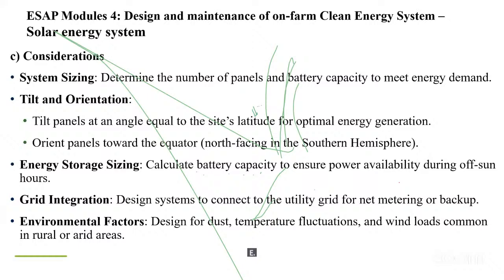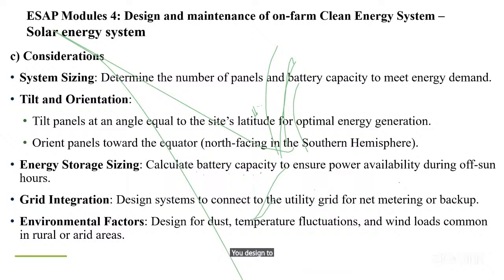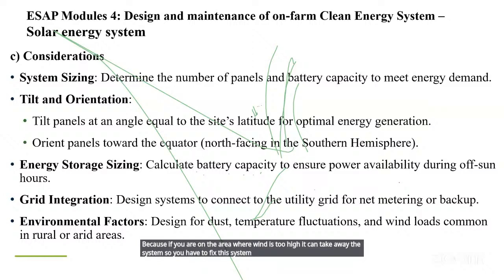At the end of the day, you have to carry out an environmental impact assessment. So we have to consider environmental factors. You design to make sure that dust, temperature fluctuation, and wind loads are taken into account. Because if you are in an area where wind is too high, it can take away the system. So you have to fix this system very well to make sure that wind cannot take it away.